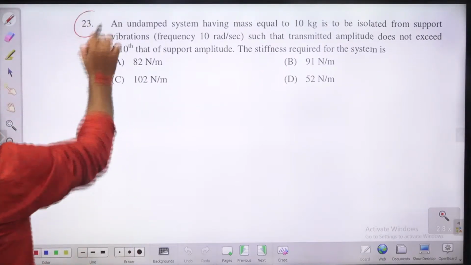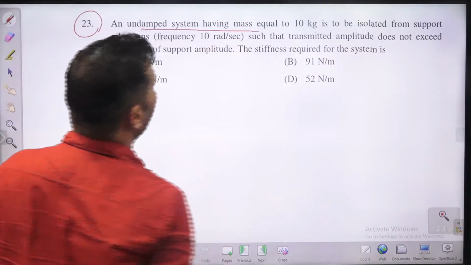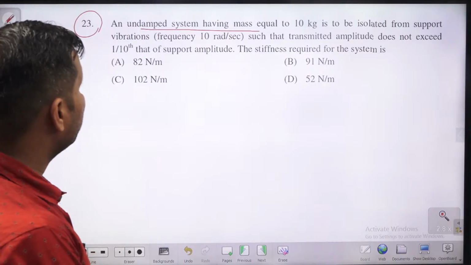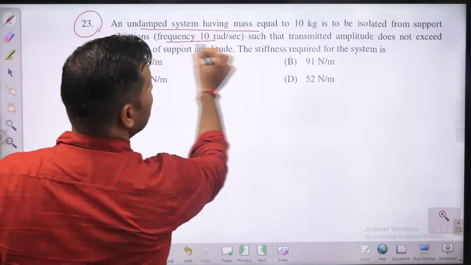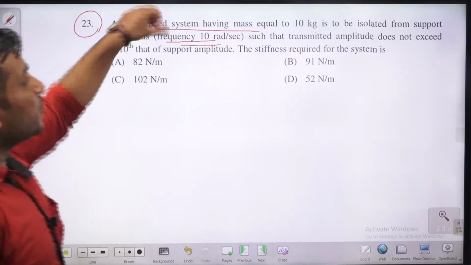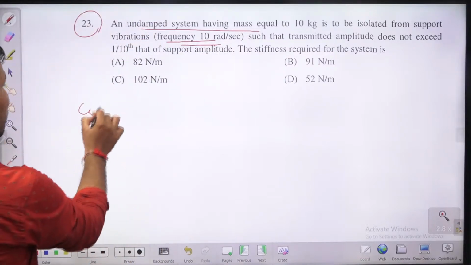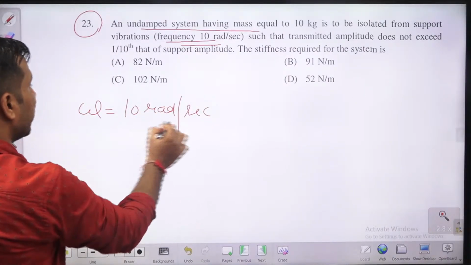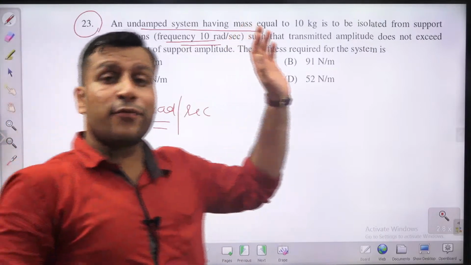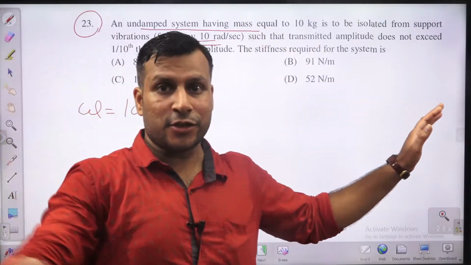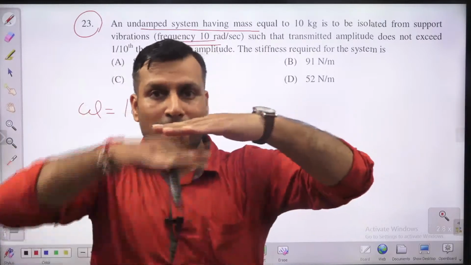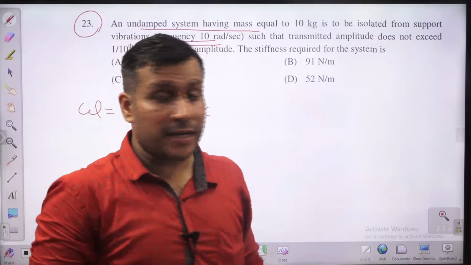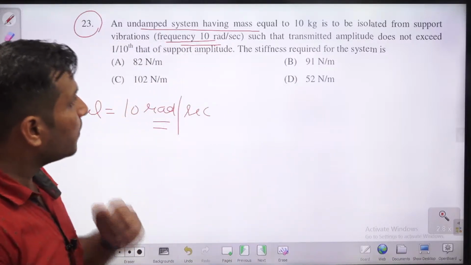23. An undamped system having mass equal to 10 kg is to be isolated from support vibration, where the frequency of support vibration is this. So this is omega, guys. Omega is 10 radian per second. This is not the natural frequency. This is the frequency of the external excitation. So some machine is mounted over some support, and the support is vibrating at this frequency. So omega is given to you.